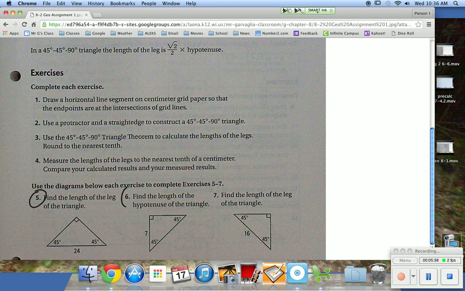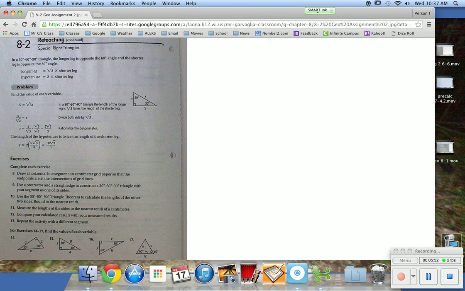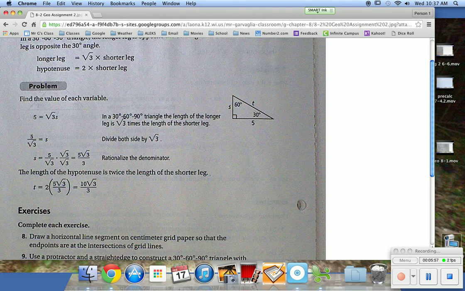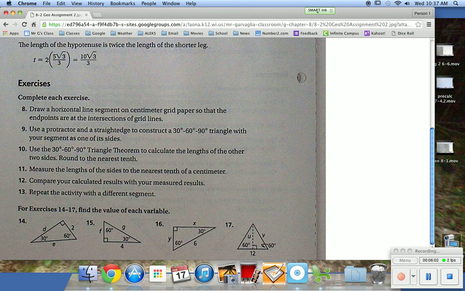5, 6, 7. These are working with 45-45s. 14 through 17 are working with 30-60-90s. All right? Do the 8 problems. The 4 on the first side, 4 on the second.